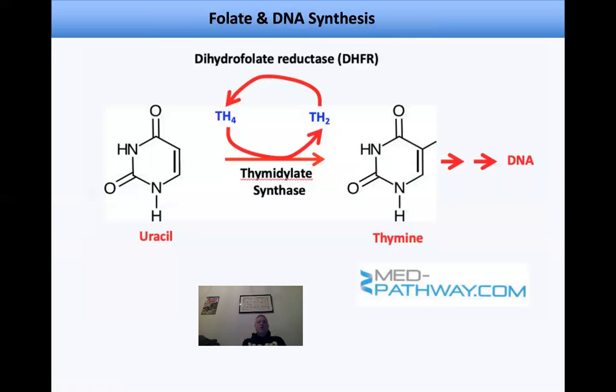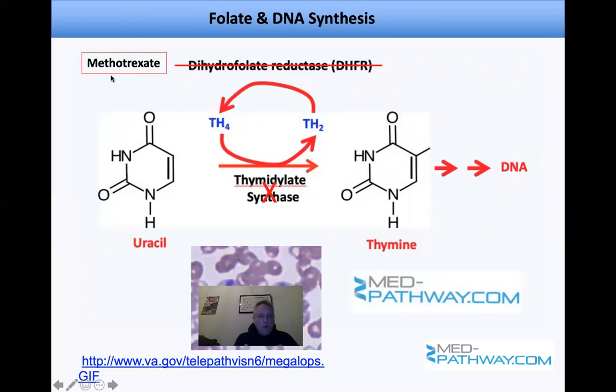Folic acid is also involved in DNA synthesis. What we see here is the conversion of uracil into thymine by thymidylate synthase, which uses THF as a mechanism. As a consequence of adding the methyl group, you oxidize THF to DHF. In order to get it back into business as THF, you have to use dihydrofolate reductase. It turns out, though, that methotrexate, a well-known, well-established cancer drug, inhibits dihydrofolate reductase.